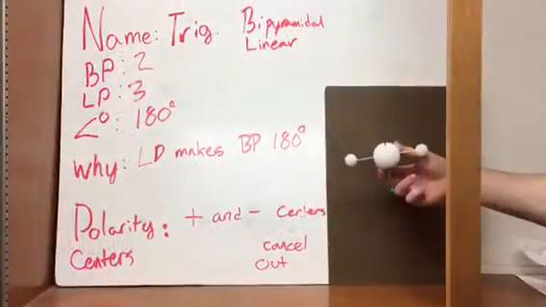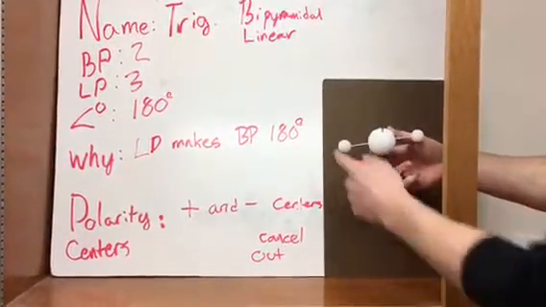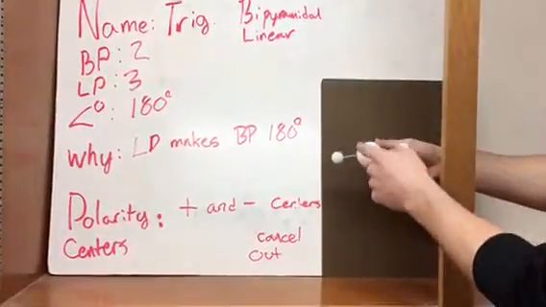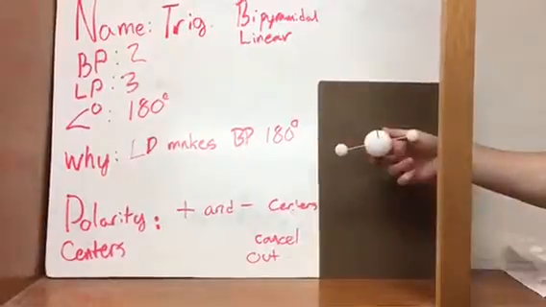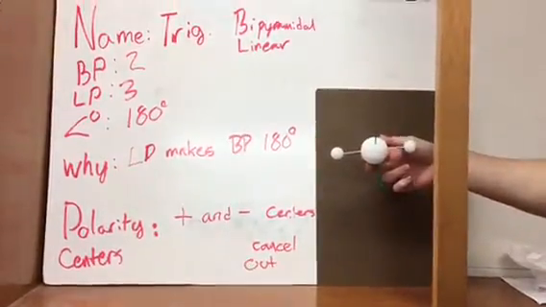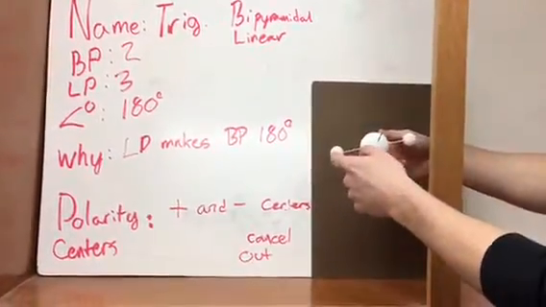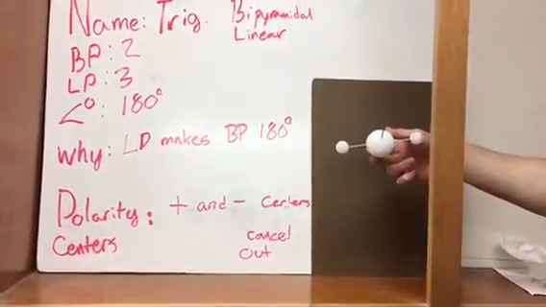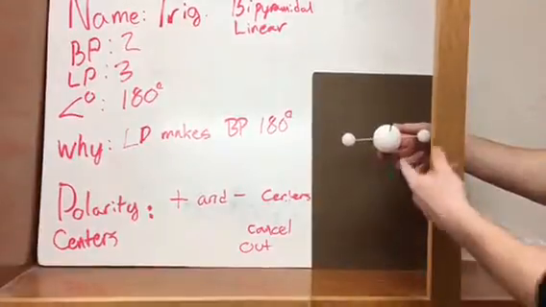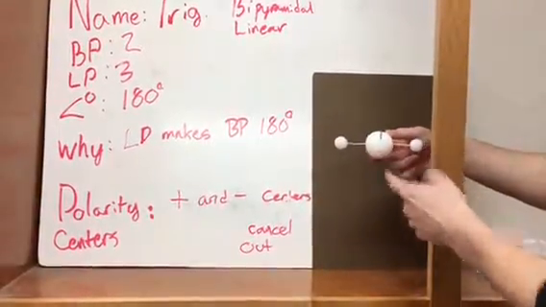Here we have the trigonal bipyramidal linear. There are 2 bonded pairs and 3 lone pairs. The angle here is 180 degrees, and it's called the linear because the 3 lone pairs repel them to make it 180 degrees, and that makes it linear. And then for the polarity, the positive and negative centers cancel out in the middle, and that makes it nonpolar.